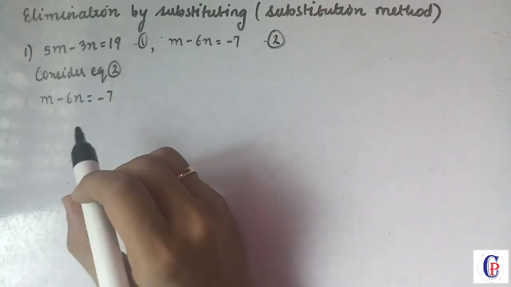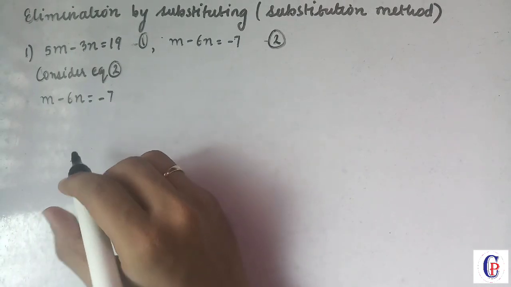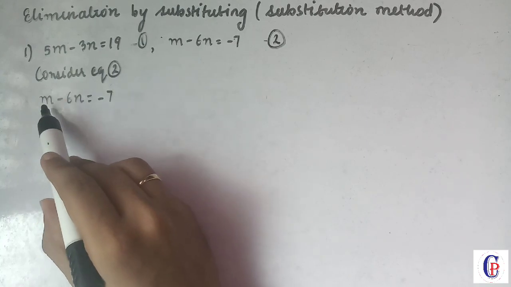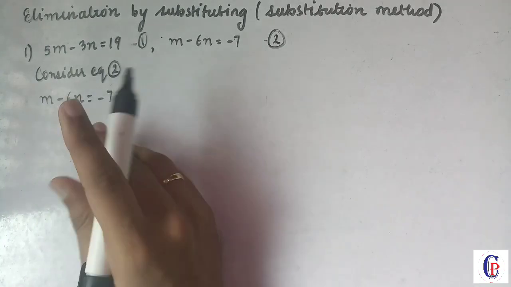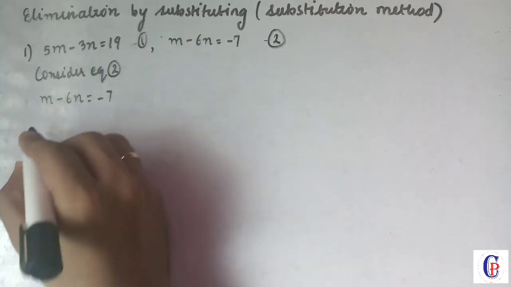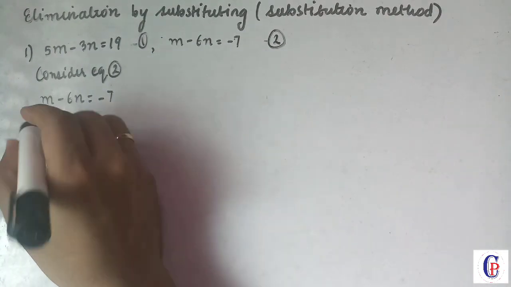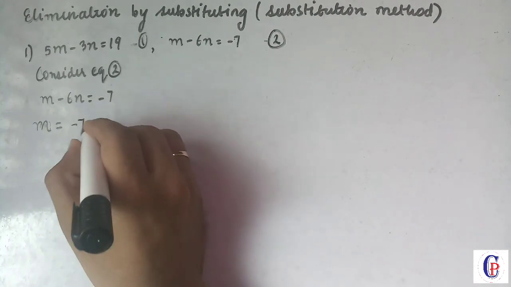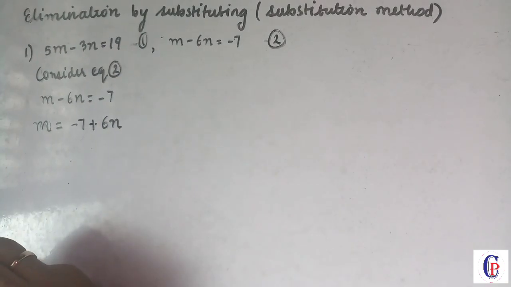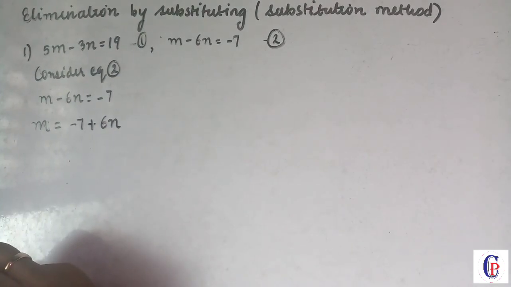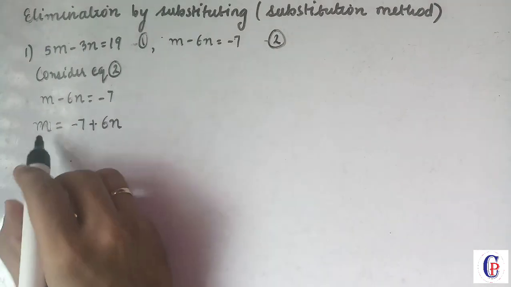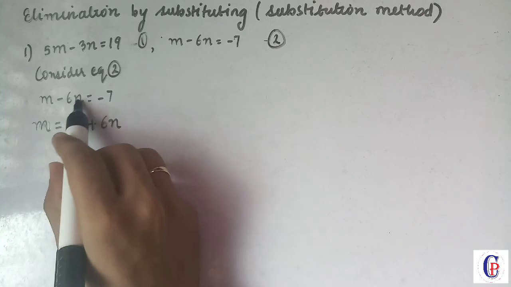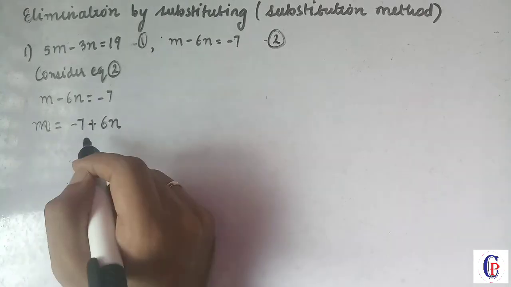So now we have considered this. Now what you have to do is, the variable whose coefficient is 1, keep it on one side, and transfer everything else to the other side. What I mean is, keep this m on one side and minus 7 plus 6n will move to the other side. Because we have kept the letter with coefficient 1 on one side, and the remaining letters and numbers on the other side.